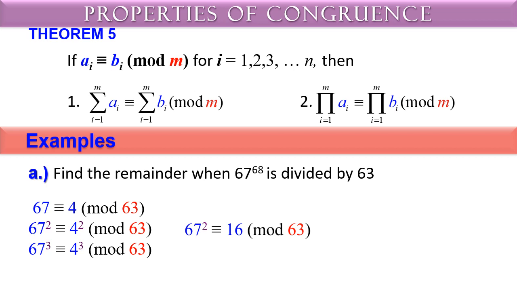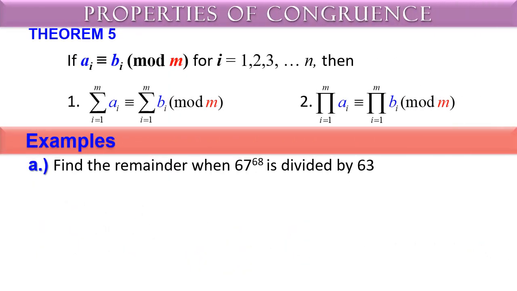Next, raising both sides by 3, we will have 67 cubed is congruent to 4 cubed modulo 63. Simplifying it, we are going to have 67 cubed is congruent to 64 modulo 63. Taking a look at the residue, it doesn't satisfy that the residue should be greater than or equal to 0 but less than n. Therefore, simplifying it further, we will have 67 cubed is congruent to 1 modulo 63. Since the remainder is already 1, we are going to use this fact to solve our problem. Let's proceed to the next slide to continue.